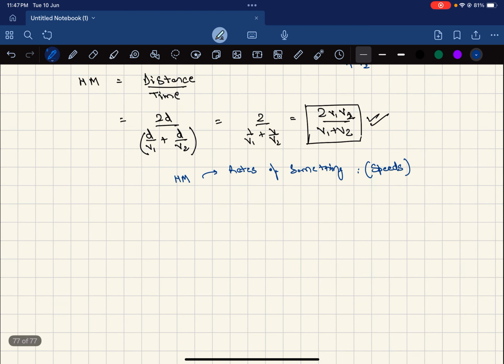Similarly, in data science, harmonic mean is used to calculate something called an F1 score. One doesn't need to worry right now about what an F1 score is, but just to mention the application of harmonic mean, the F1 score is one of the accuracy measures for a classification model, and the F1 score is calculated as the harmonic mean of precision and recall, that is, 2PR upon (P plus R).